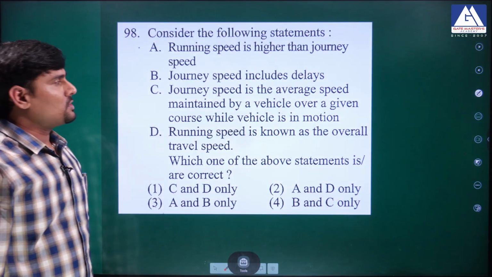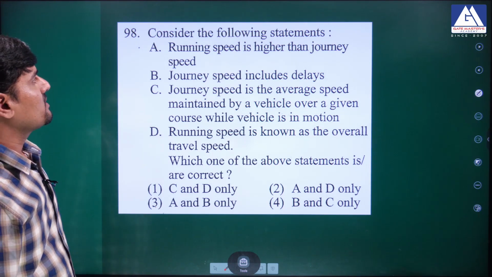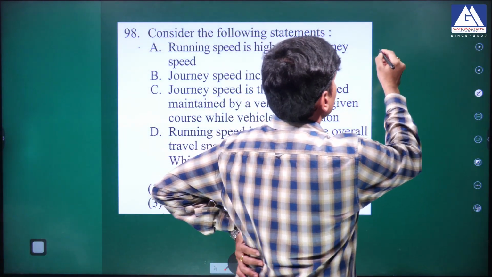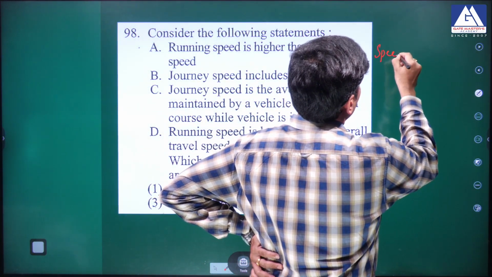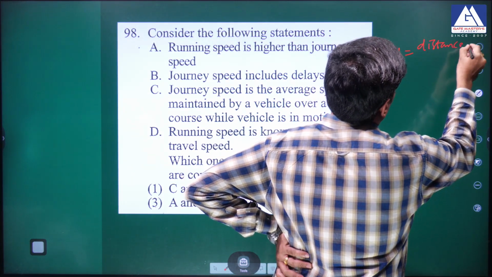Consider the following statements. See here, the statements are something like this: running speed. We know that the speed definition is distance by time. Distance by time.